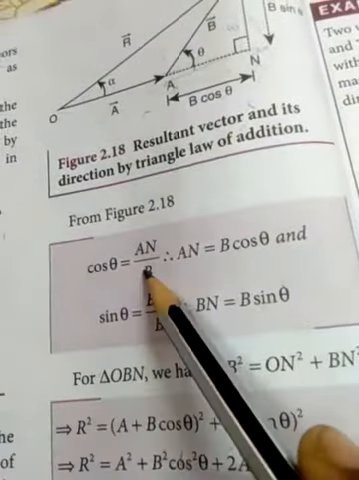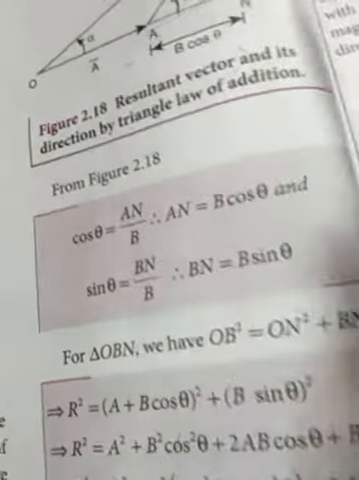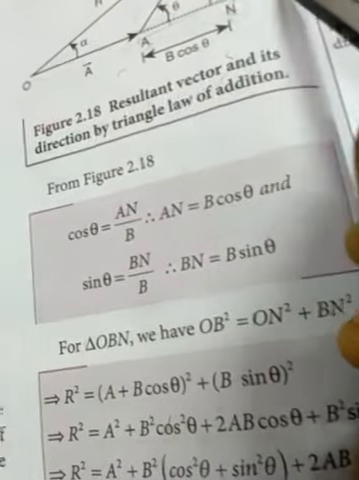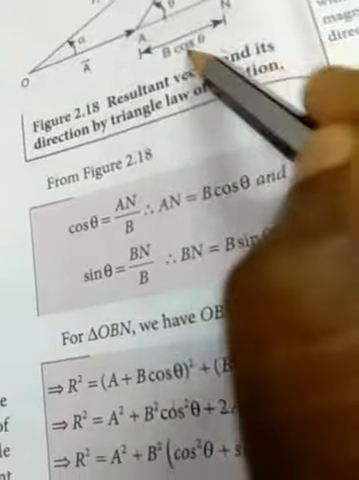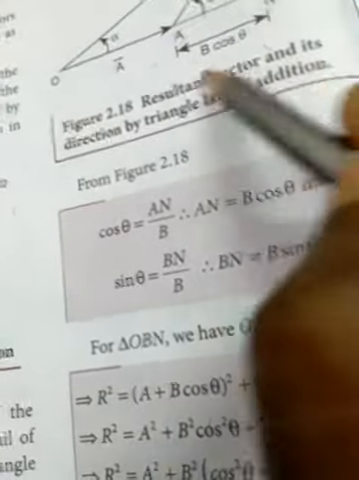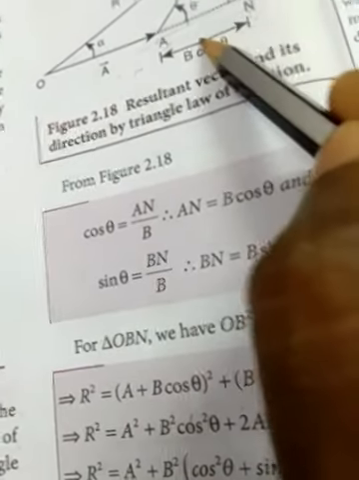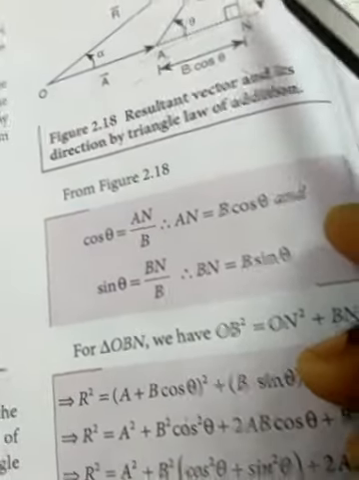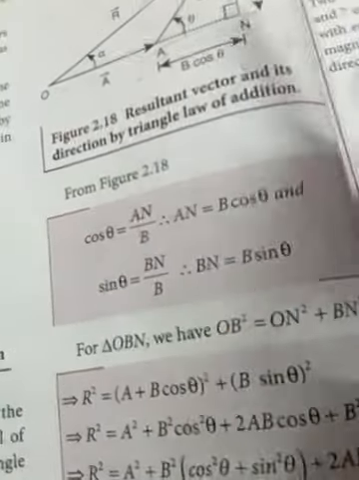Cos theta equals AN divided by B. Here this distance is B sin theta and this distance is B cos theta. For the cos theta value, we use adjacent divided by hypotenuse.